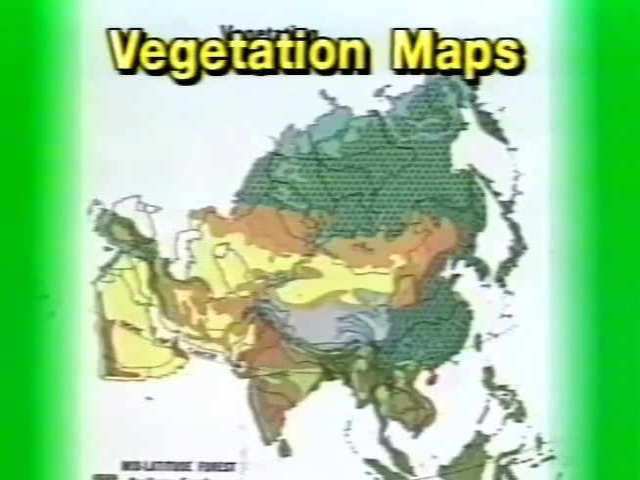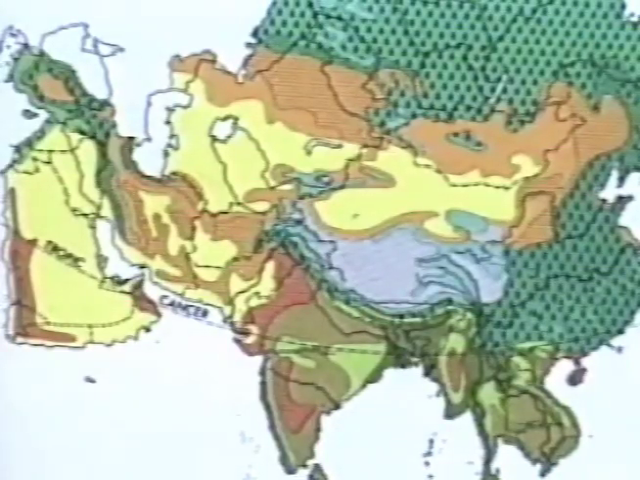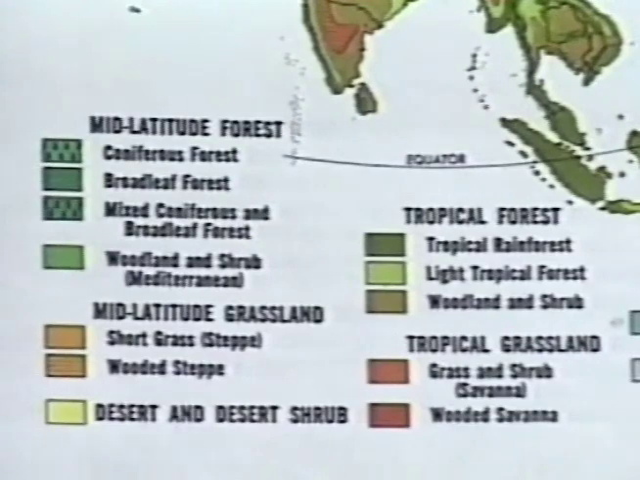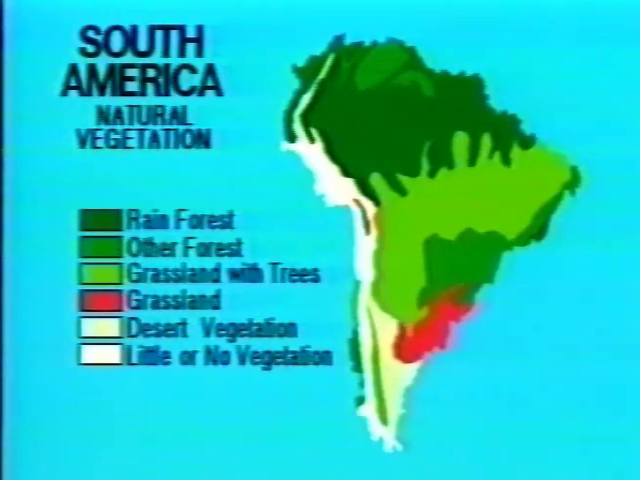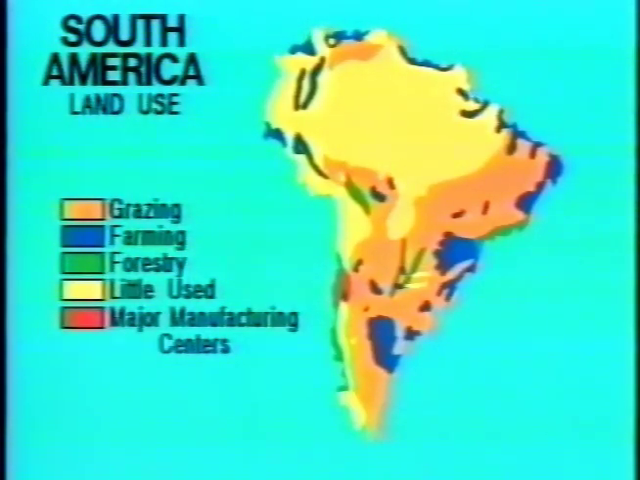Vegetation maps are related to climate maps because they show the natural plant growth in a particular area. This map of South America, for example, shows where vegetation like rainforests or grasslands is found. Such vegetation depends on an area's climate. Land use maps tell us how people make use of their land. In this map of South America, we can see where the main areas of farming and manufacturing are located.